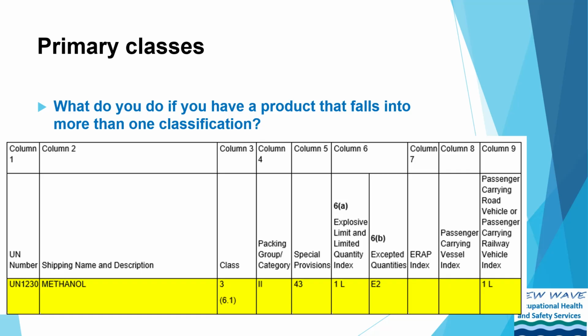And that just leaves one more item to discuss when it comes to classification. What do you do if you have a product that falls into more than one classification? For example, see the methanol entry on the slide. We know from our rules that the primary class is 3 because it is not in brackets. But why is 3 the primary class?